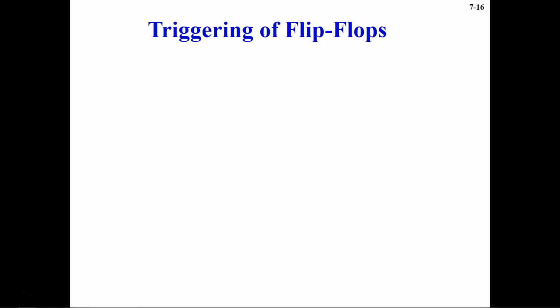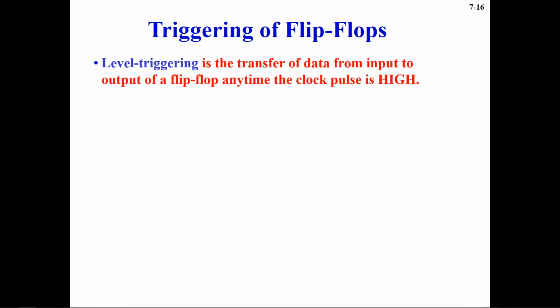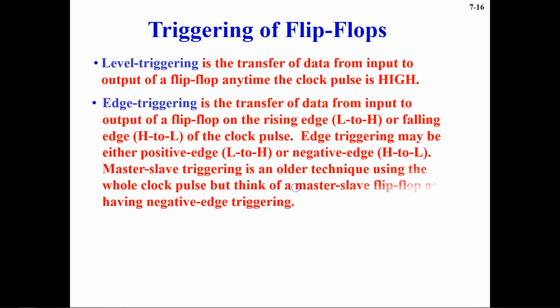Now next we have triggering of flip-flops. There are basically two types of triggering: level triggering and edge triggering. In level triggering, your data is transferred from input to output of a flip-flop anytime the clock pulse is high. That is called level triggering. I'll show you in this timing diagram where the level trigger is. The other one is edge triggering, which in flip-flops is used to transfer the data from input to output on the rising edge.